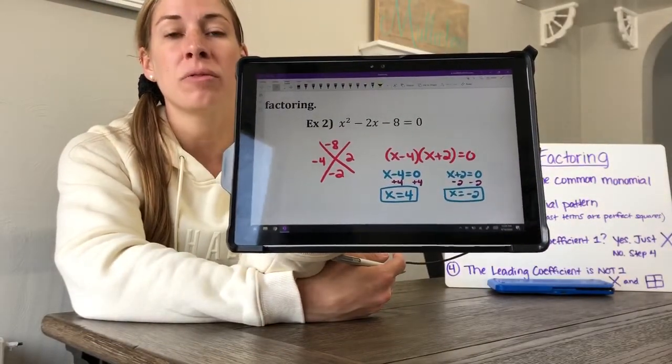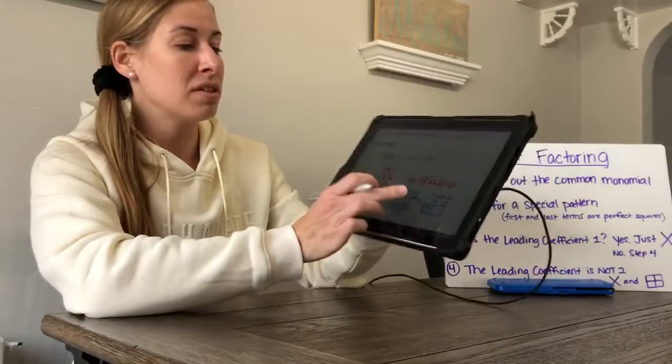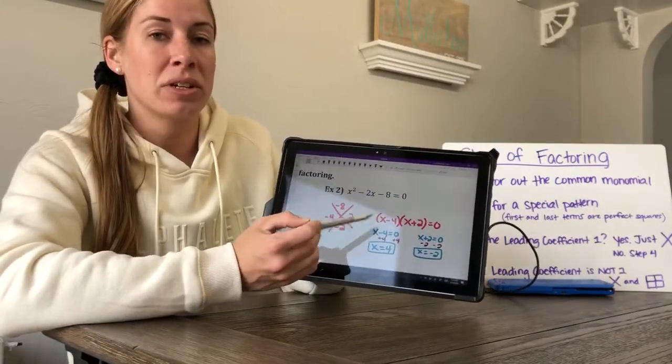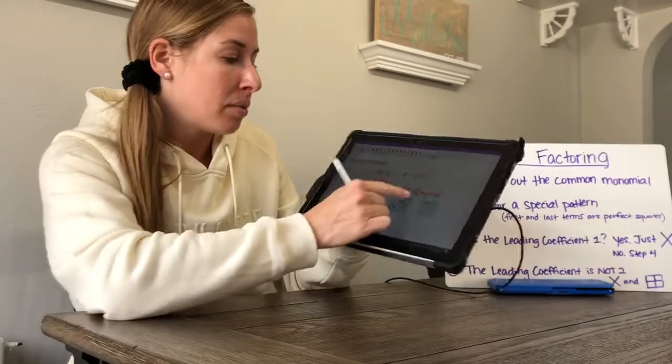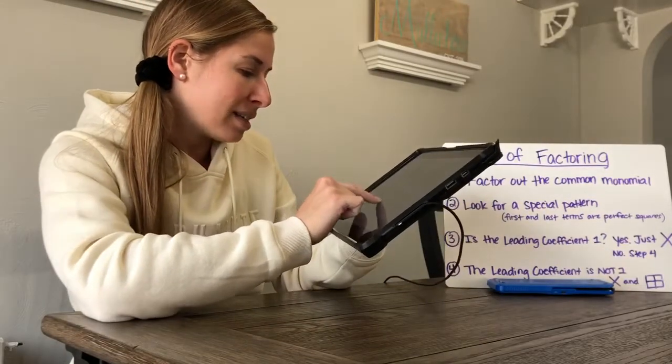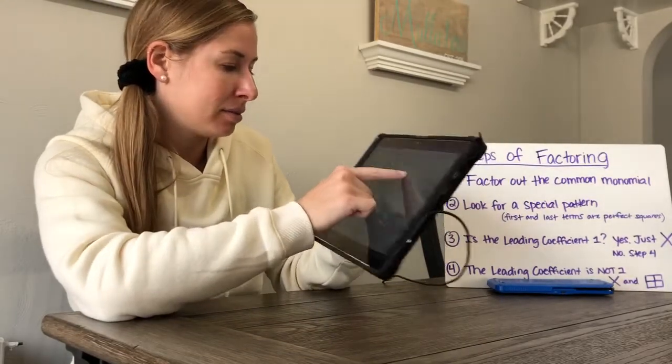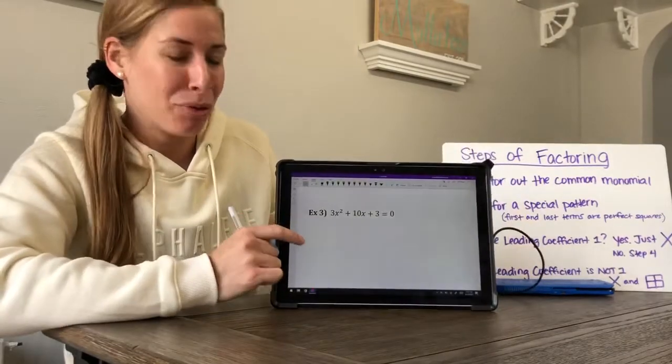So really the hard part was just learning how to factor, because once it's factored, you're just setting those bubbles equal to 0 and solving for x. But where it gets a little more fun would be one like example 3.